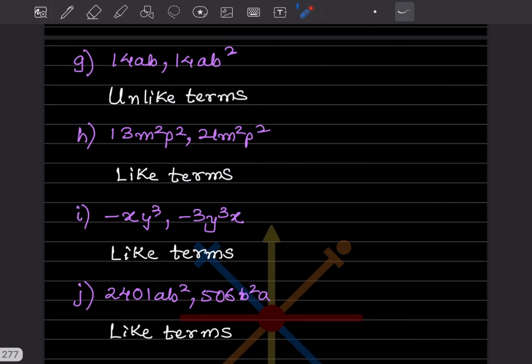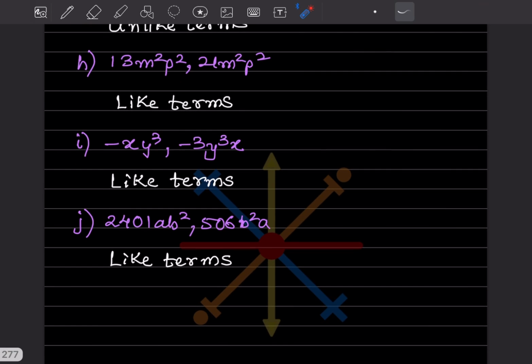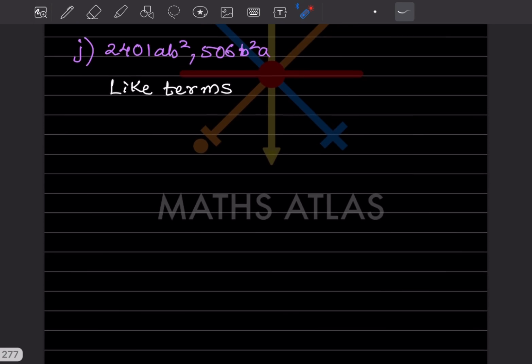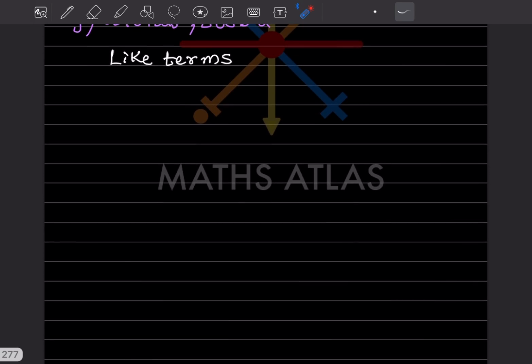Again here, you can see xy cube and this is y cube x, which will be xy cube only. So they are like terms. Here again AB square and this is B square A. If you rearrange, it is going to be AB square only. So they are like terms. So by this we have completed today's work.